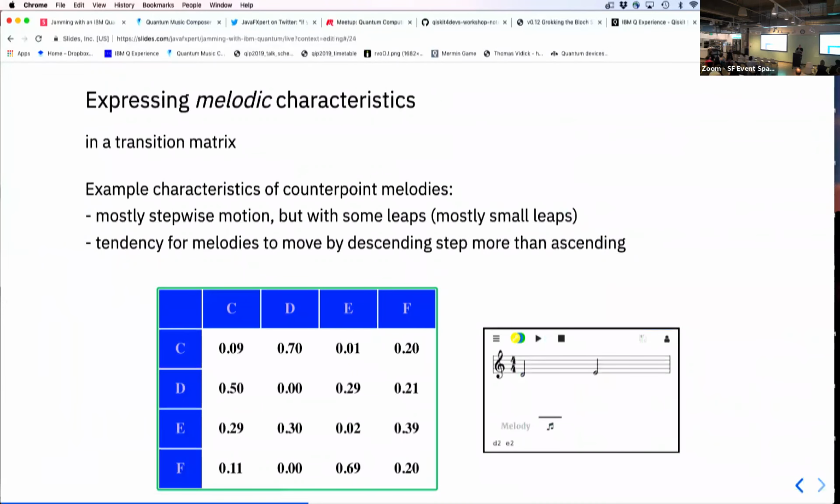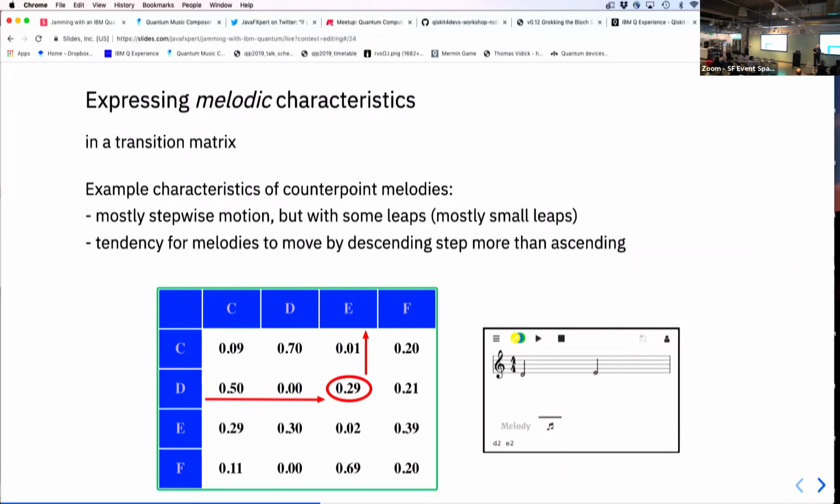The transition matrix here is, if you're familiar with what a stochastic matrix is, nothing more than a column of prior states, like the prior states here are the notes, the pitches C, D, E, and F. And then the column headings are posterior states, like C, D, E, and F. So I might want to control the probability that if I'm playing a D, the next note will be an E. Well, here I'm expressing it as a 0.29 probability.